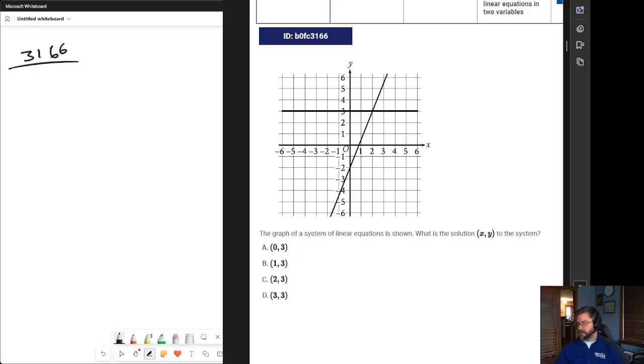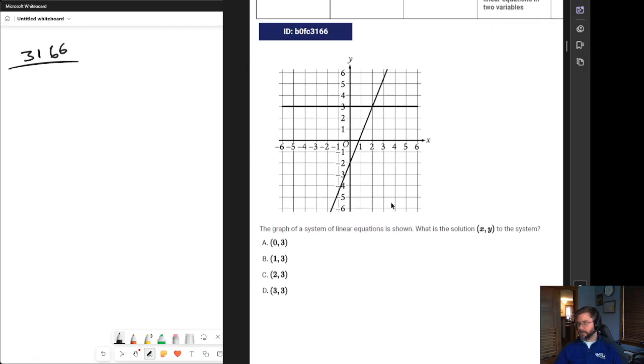Here we've got a graph, another easy ranked one. What are we doing on time? About 10 minutes. All right.